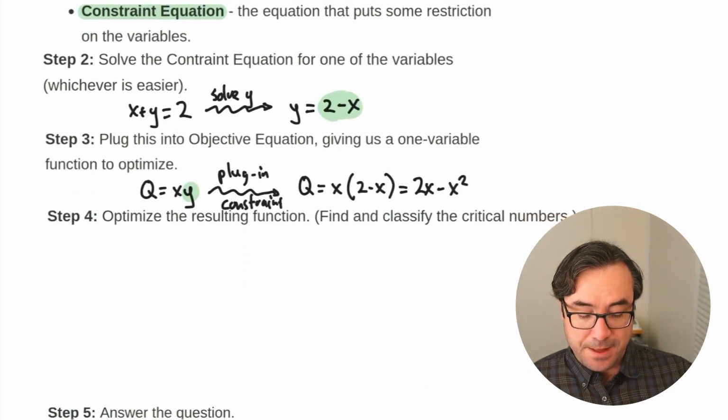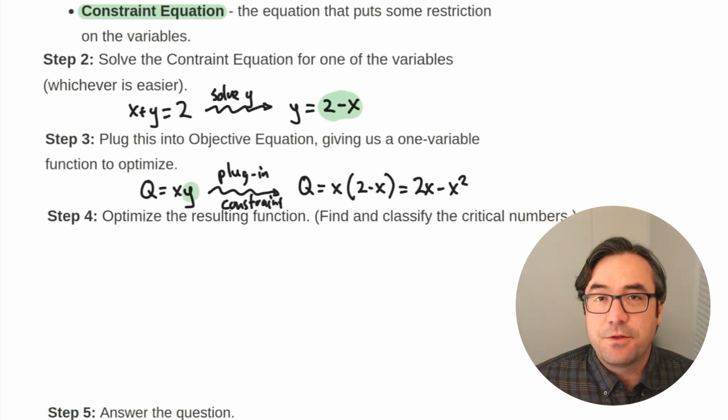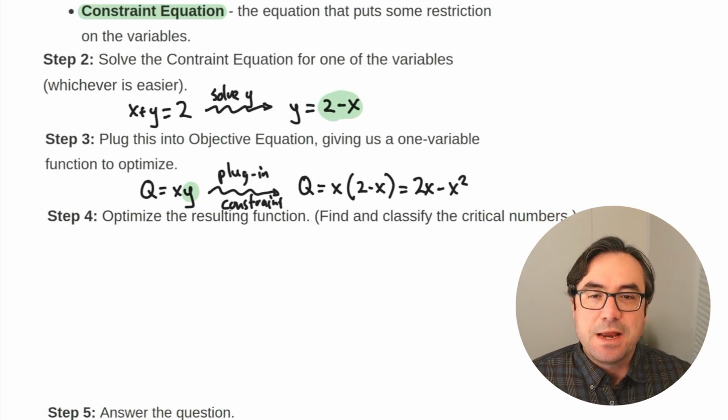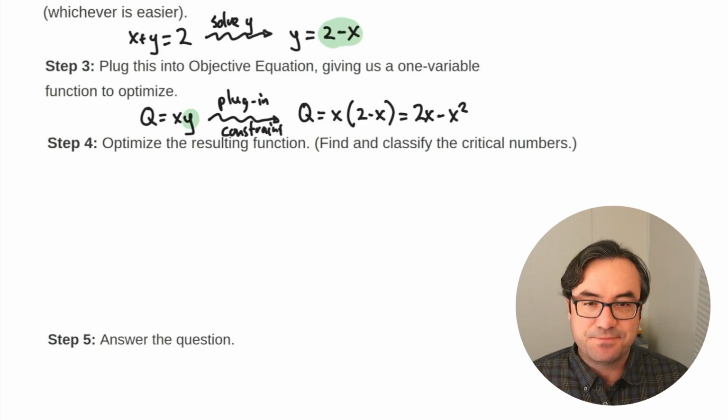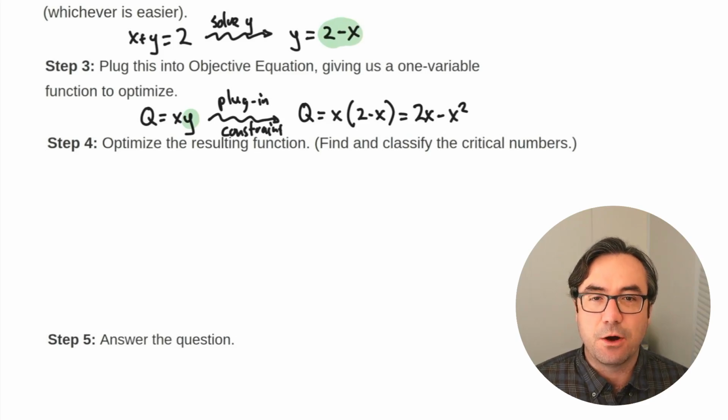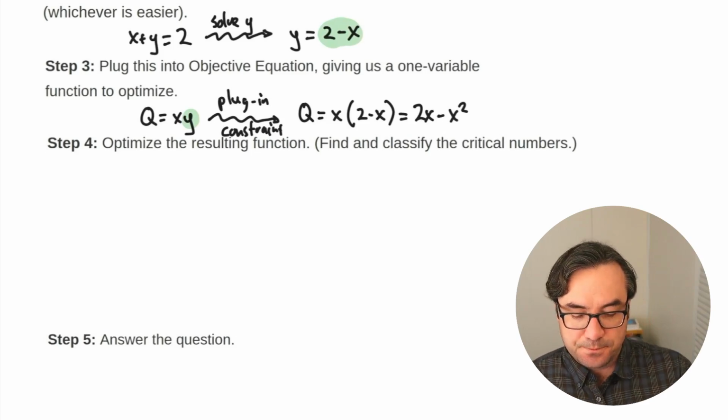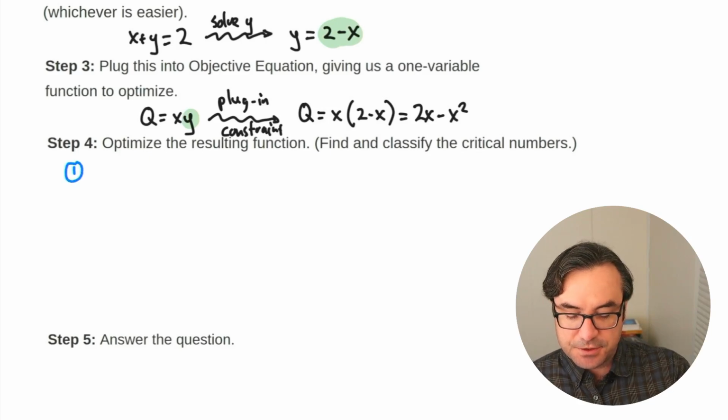All right, so now we do the calculus. So far there's not been any calculus. We're going to optimize this function, and this is where we get going. So the first part of this is we want to find our critical numbers.